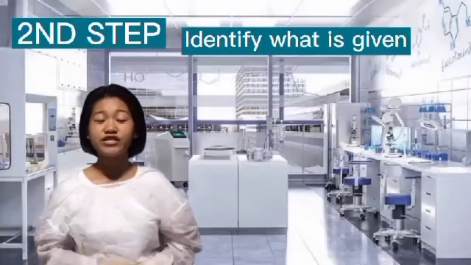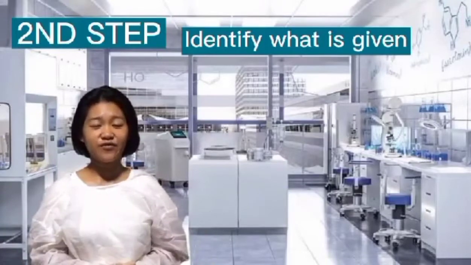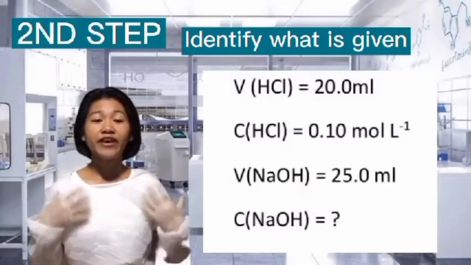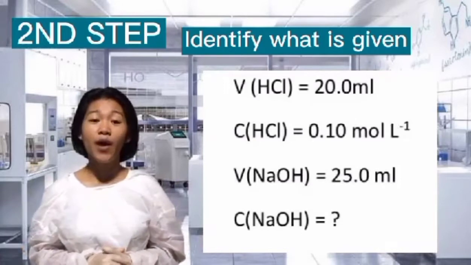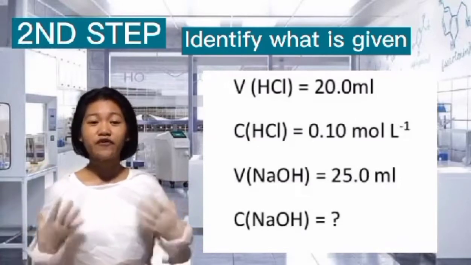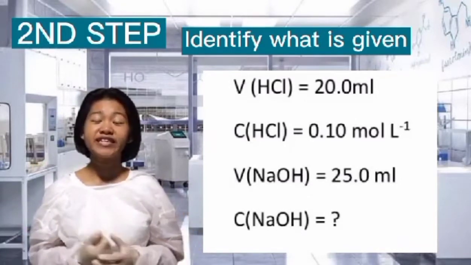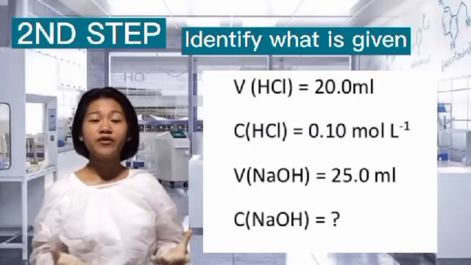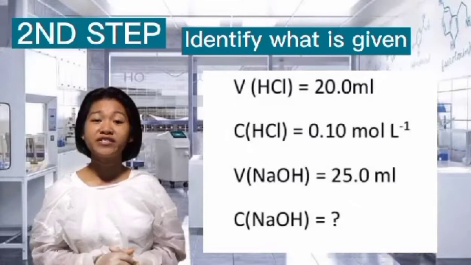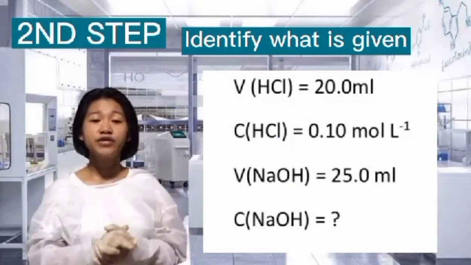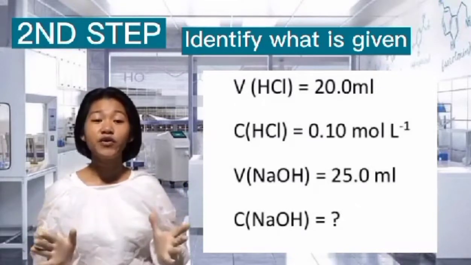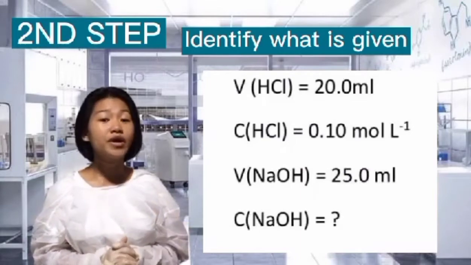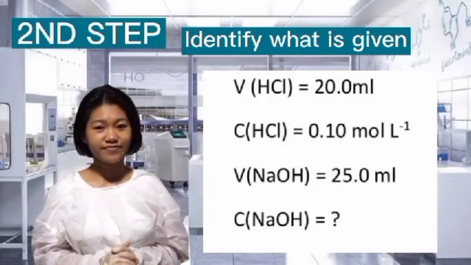The second step is to identify what is given. So we have the volume of HCl, which is 20.0 ml, the concentration of HCl, which is 0.10 mol L^-1, the volume of NaOH, which is 25.0 ml, and the concentration of NaOH, which is unknown, because it is what we are going to solve.